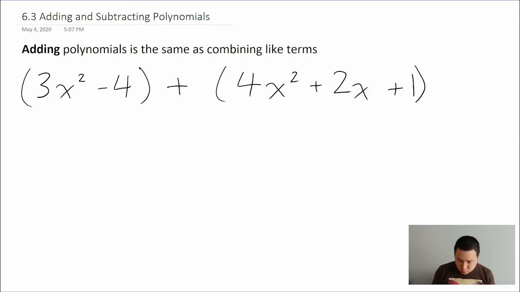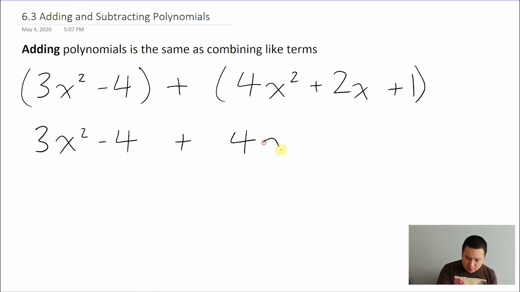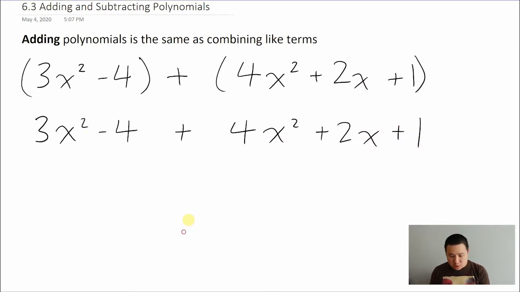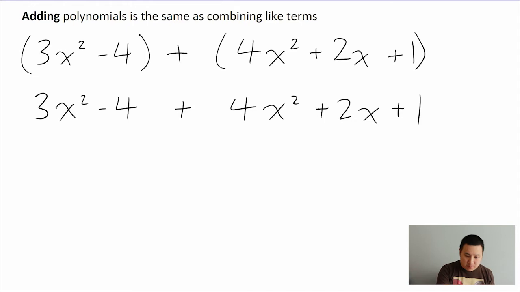Oops, there's a 1. When I'm adding polynomials, this is really the same as just having one big long polynomial. So I can actually drop these brackets and just write it out as if it was one big long polynomial. And then we start combining the like terms. And we went over how to do that last time.